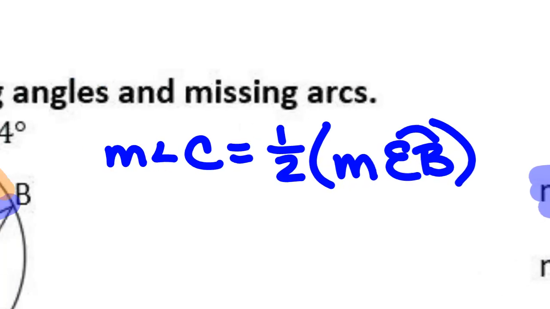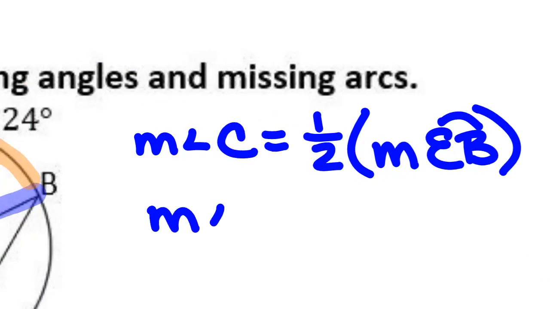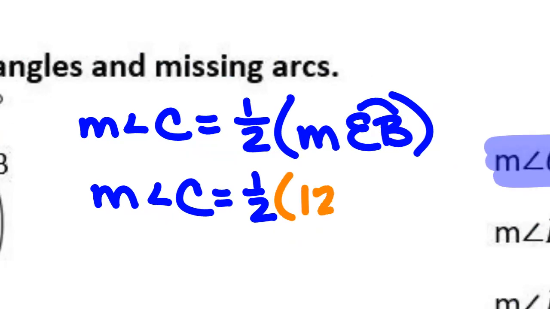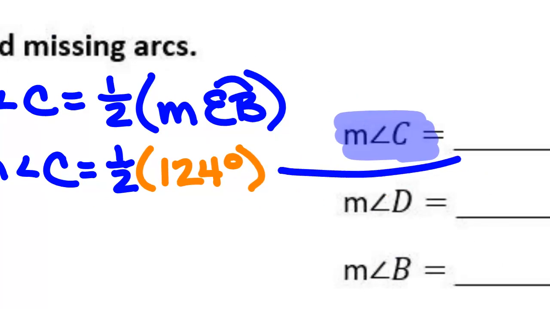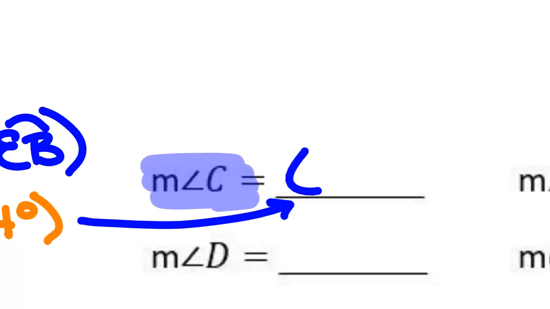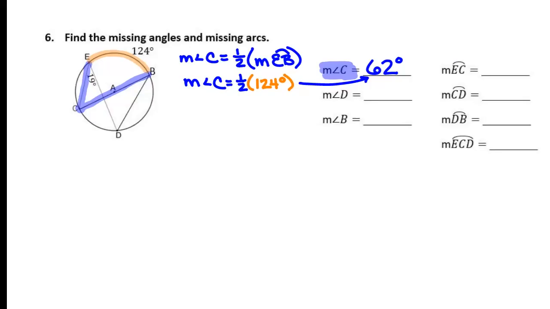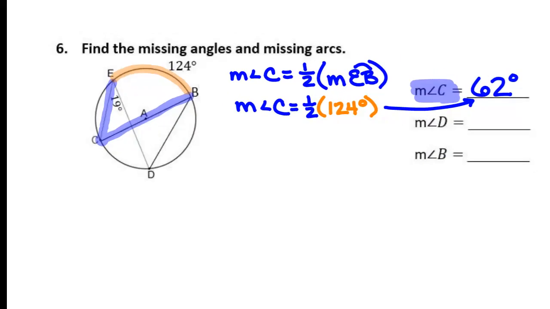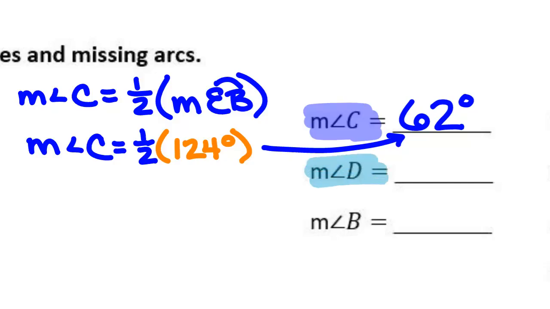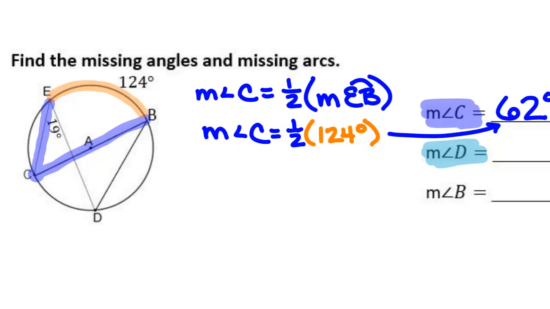And how big is arc EB? 124 degrees. So angle C is half of 124 degrees. What is half of 124? 62. So angle C is 62 degrees. Fantastic. All right, now we want the measurement of angle D.